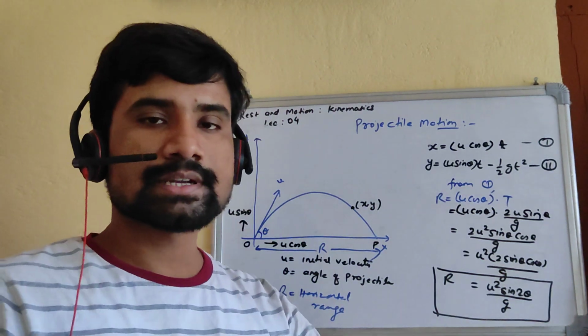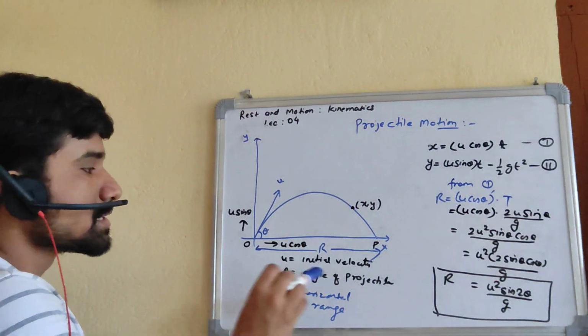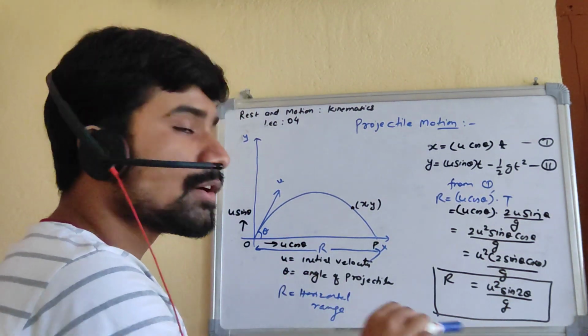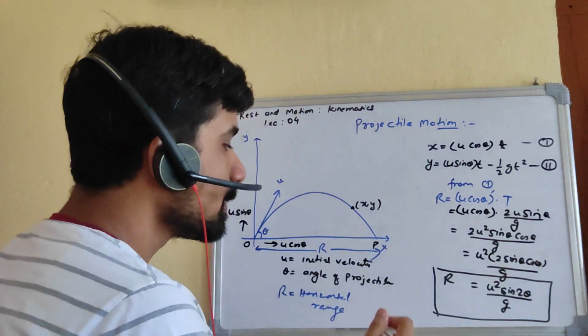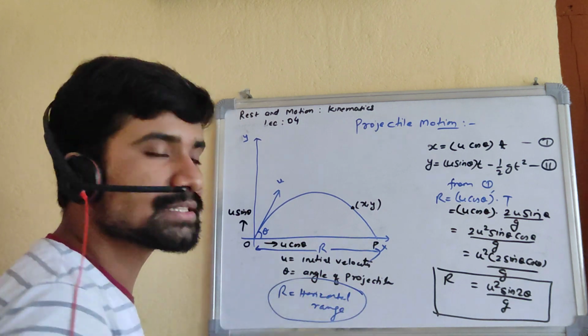g is my constant here, correct? So the range, the maximum displacement it will cover along x-axis, is given by u square sine 2 theta by g. This R is nothing but the horizontal range, right?